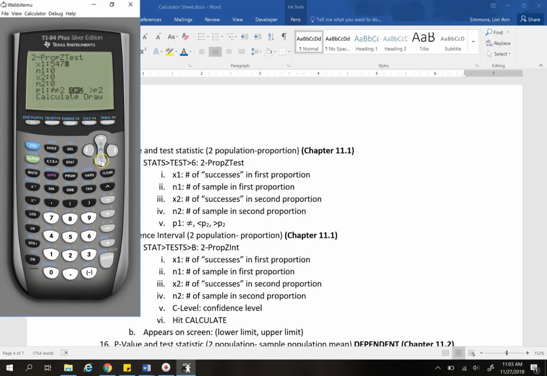So Nasonex, there's 547 that had headache out of the 2103. And then P sub 2 corresponds with x sub 2 and n sub 2, and that's your control. We had 368 out of the 1671. And we're looking for greater than. Our z-test statistic is 2.84, and our p-value is 0.0022. Here's the proportion for population 1 and proportion for population 2.